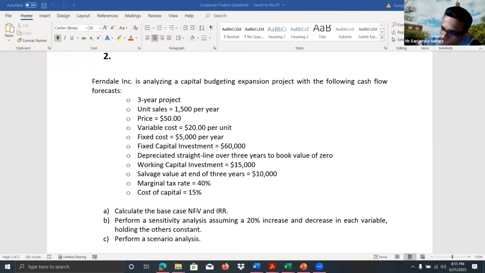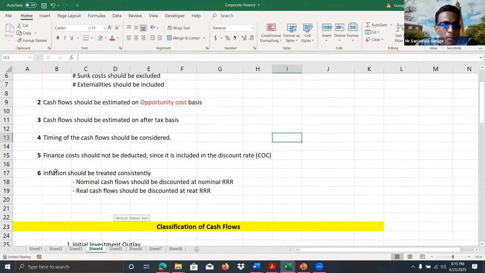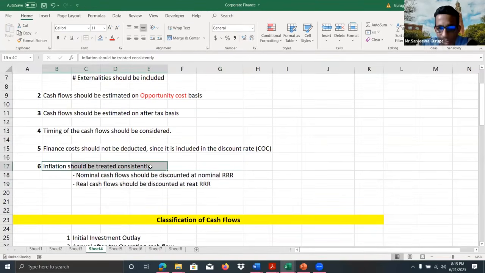And sometimes, if the cash flows are given as real and the real cost of capital is given, then there is no need to do an adjustment. Here we have to use it consistently, because the cash flows and the discount rate should be consistent. That's why inflation should be treated consistently.